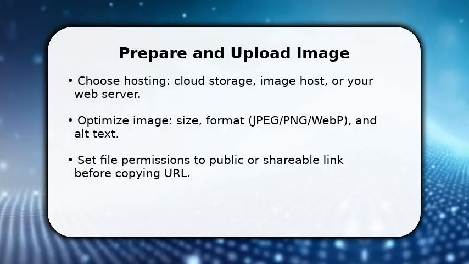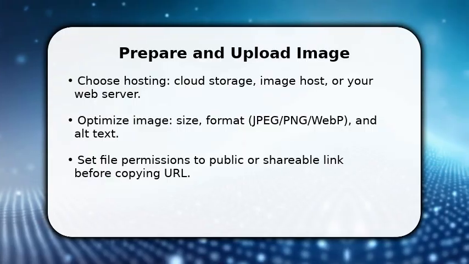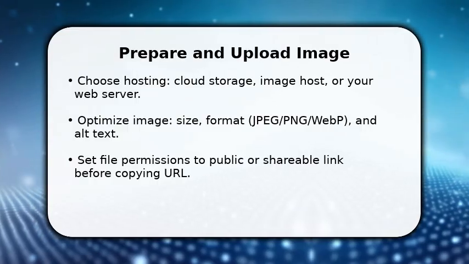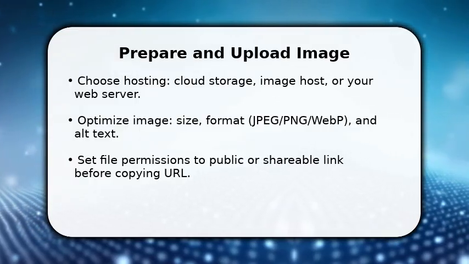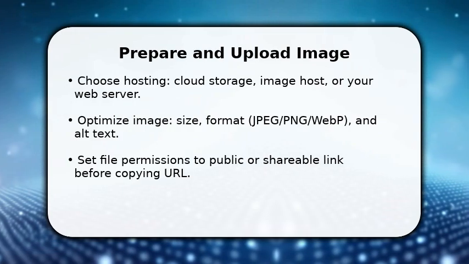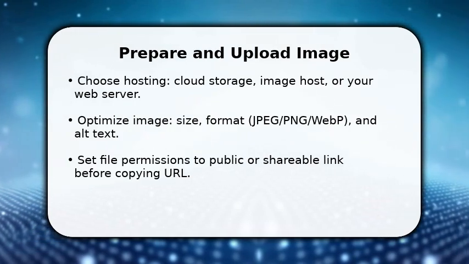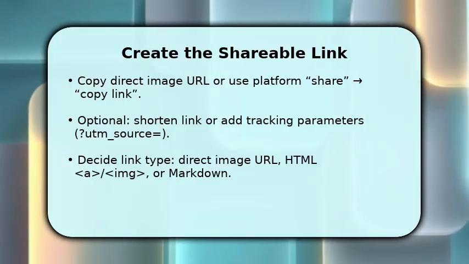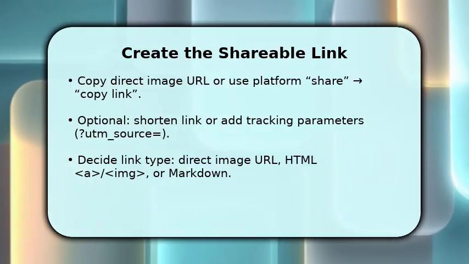Now upload the file to your chosen service, and make sure you change sharing or permission settings to public or link accessible. After upload completes, locate the file and prepare to copy its direct image URL so you can create the actual link. Once you have the direct URL, you create a link appropriate for where you'll use it.